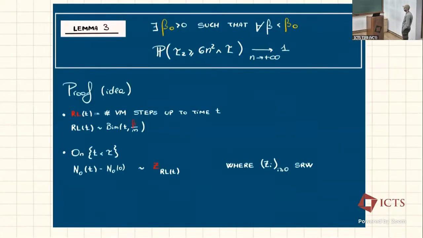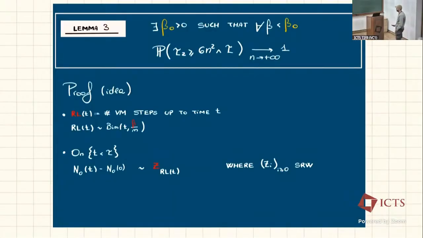Okay, rough proof idea of that lemma. We know that the number of voter model steps up to time t is binomially distributed with parameters t and beta over n, because that is the probability with which we choose a voter model step, and this is what we want to control now. Because tau 2 is on the minority fraction, the minority opinion, so we need to control the number of times it can have changed. With the rewiring move, I won't ever change the minority opinion, but with voter model steps, I can.